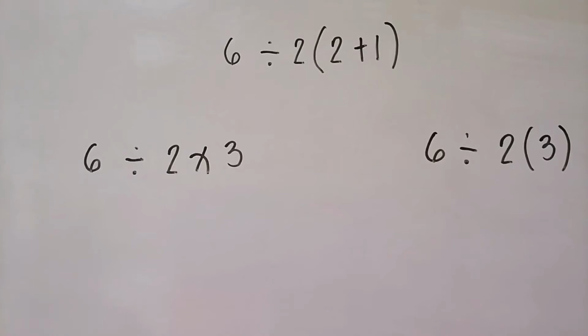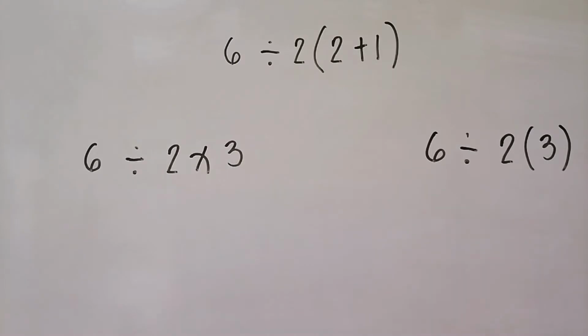Let me give my insight on this very controversial problem in mathematics, 6 ÷ 2(2 + 1). But before that, let me illustrate with an example the difference between the two. Is it really 1 or 9? Do they have the same answer or not?